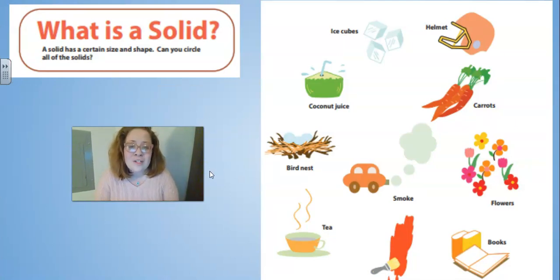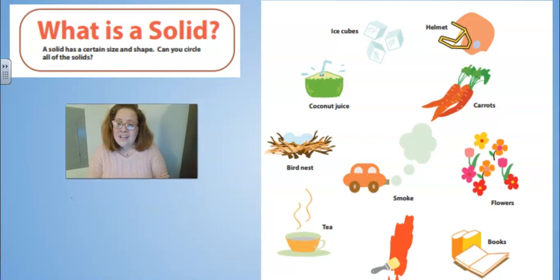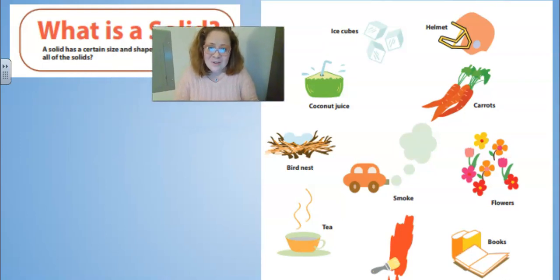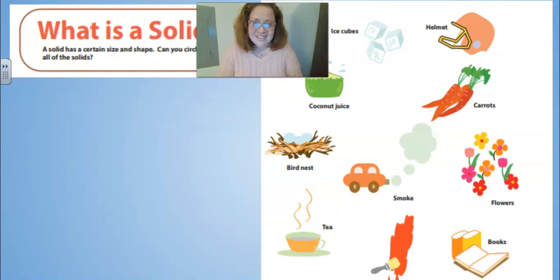Now we are going to move on to our solid exercise. First, let's talk about what is a solid. What is a solid? A solid has a certain size and shape. Can we circle the objects that are solids? Can you help me circle the objects that are solids?